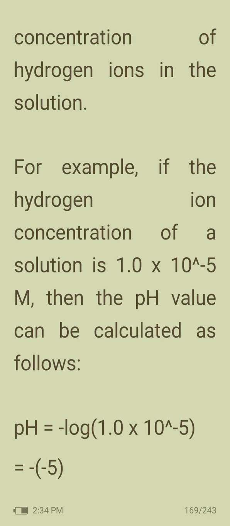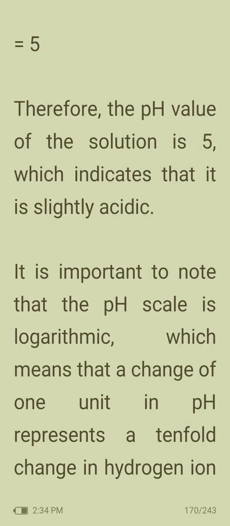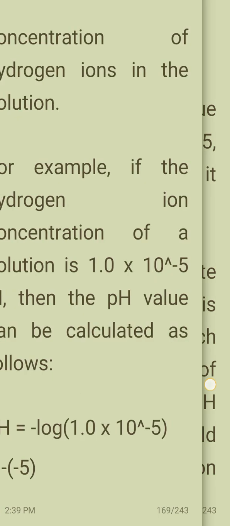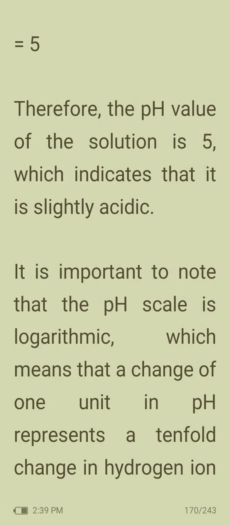For example, if the hydrogen ion concentration of a solution is 1.0 into 10 raised to minus 5 molar, then the pH value can be calculated as follows: pH is equal to negative log 1.0 into 10 raised to minus 5, which is equal to 5. Therefore, the pH value of the solution is 5, which indicates that it is slightly acidic.